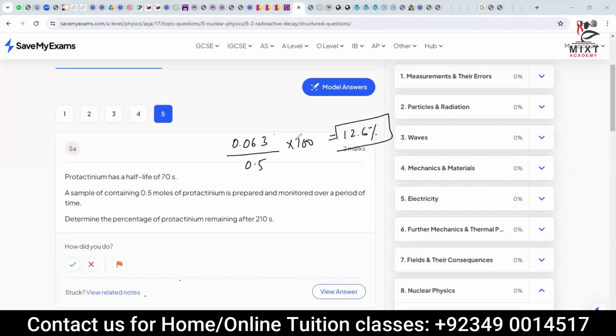It means that after 3 half-lives, your material, which is 0.5 moles, will be left with only 12.5% of the total amount. That's what it means. Once the third half-life finishes, of your total number of moles or grams, whatever it is, only 12.5% of the total amount is left behind. It means how much has actually decayed? What percentage will have decayed already after the third half-life?